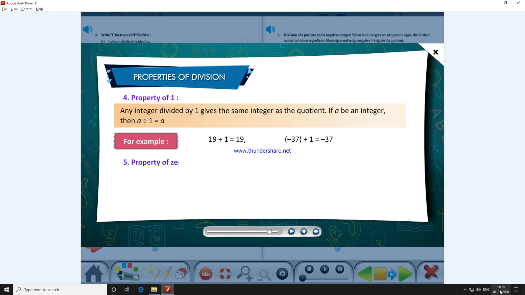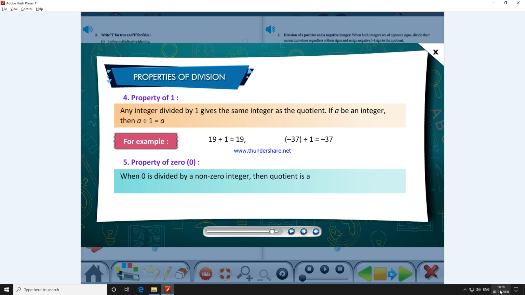5. Property of 0. When 0 is divided by a non-zero integer, then quotient is always 0. If a be an integer, then 0 divided by a equals 0. For example, 0 divided by 28 equals 0. 0 divided by minus 63 equals 0.